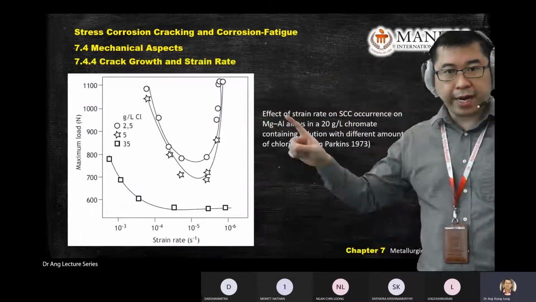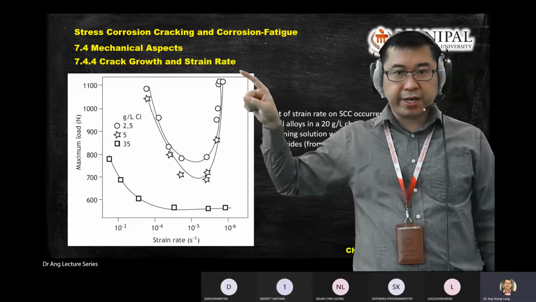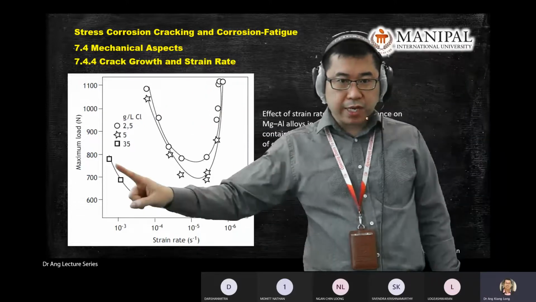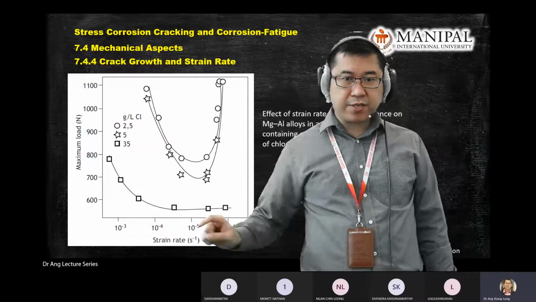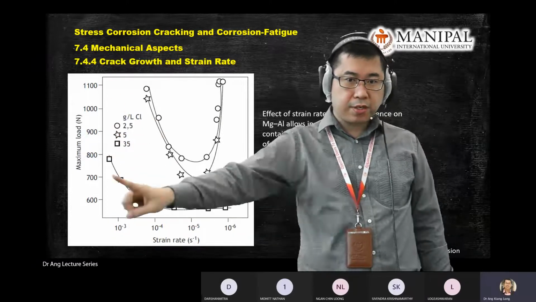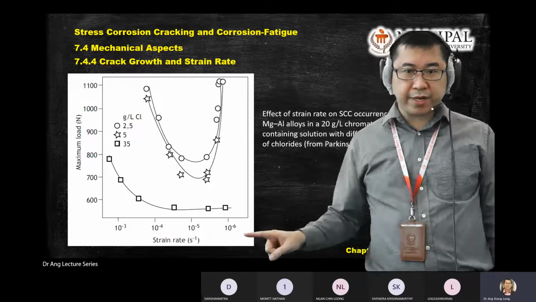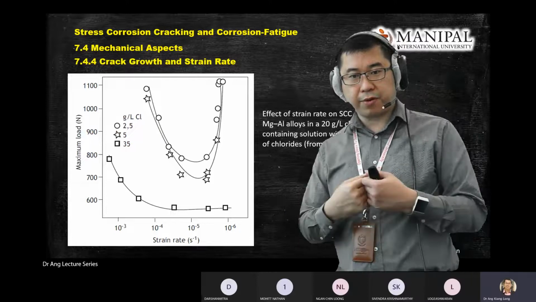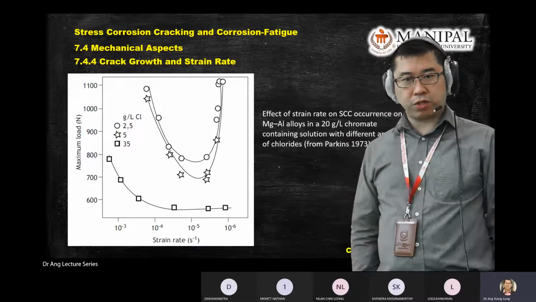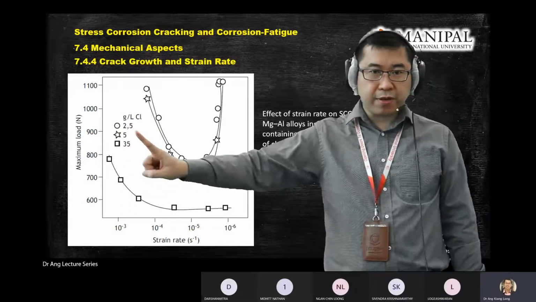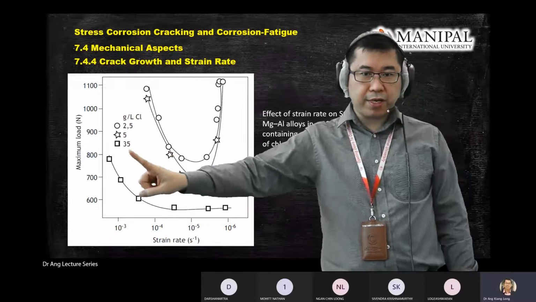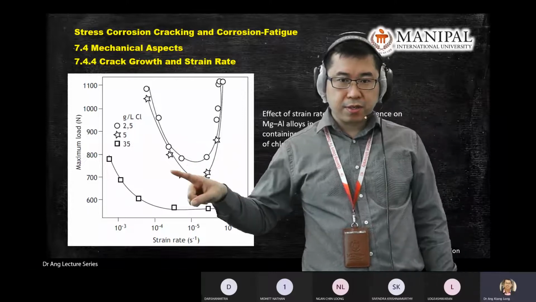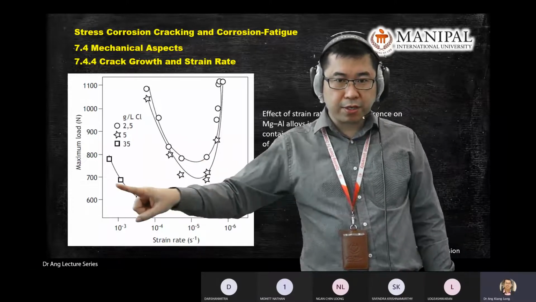Okay, next we look at crack growth and strain rate. So you can see the axis first, maximum load and strain rate. You have to understand what strain is, right? Strain is the deformation of a material compared to its original size. So you have a few materials here: square, star, and circle, right? You have 3 materials.